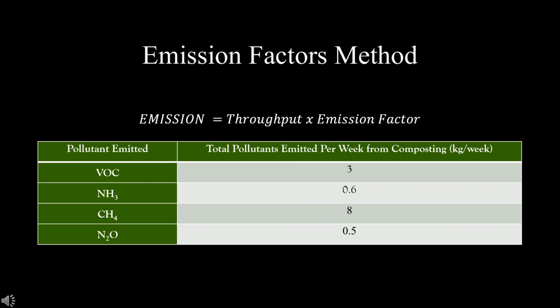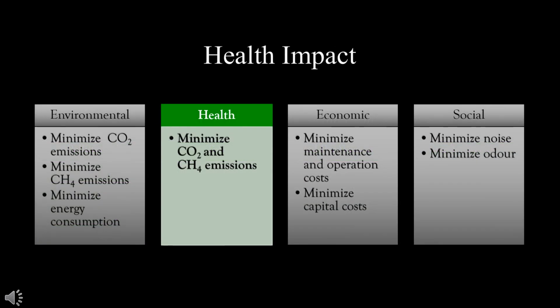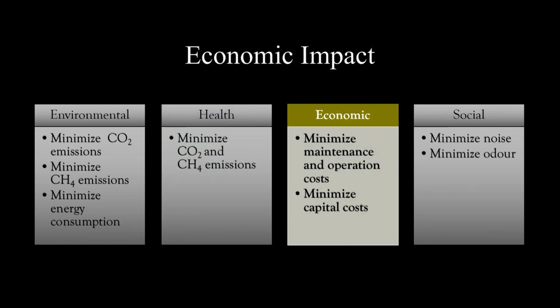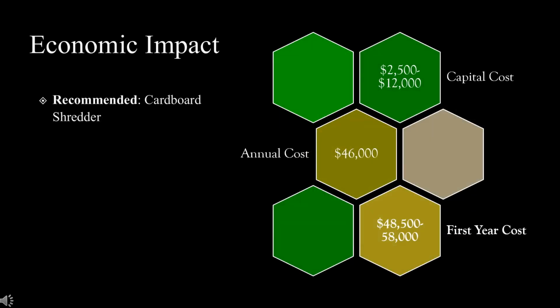The table seen on the slide is indicative of the different emissions emitted from the composting system a week in kilograms. The health impacts are minimized as the final design chosen emitted the least amount of methane and CO2 out of all the design alternatives. The economic success of this design is measured as the minimization of the capital and annual costs.